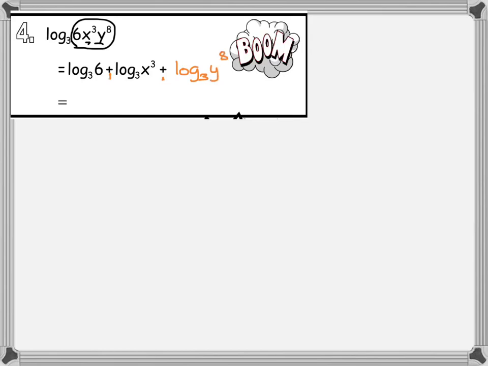Now let's focus in on the ones that have exponents. And those exponents are going to move to the front. So log base 3 of 6, there was nothing being done there, so nothing changed. Plus 3 times log base 3 of x. And let's look at this next one. The 8 moved to the front, 8 times log base 3 of y.